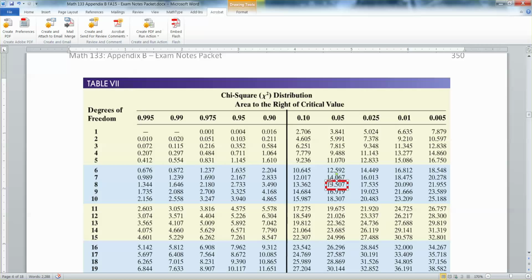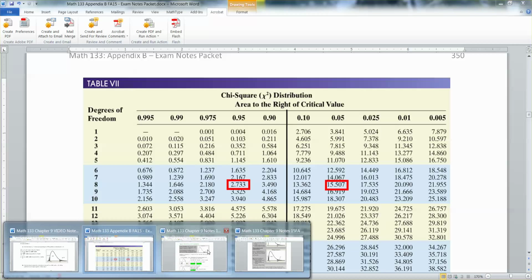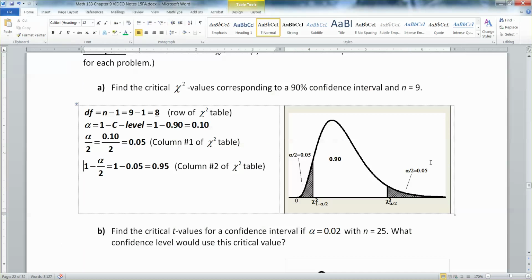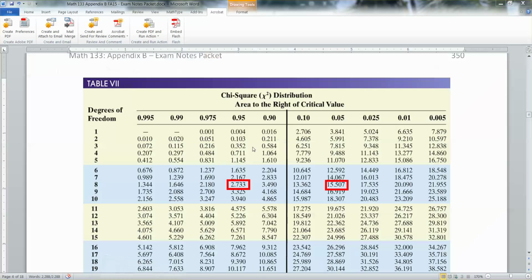That's one of them. Now for the other one, we want to go to the opposite side, and I drew a vertical line down the middle so you guys could tell what was going on. The ones over here on the right side of this vertical line are on the right of the curve. The ones on the left-hand side of the line are on the left-hand side of the curve. So I still want 8 for my degrees of freedom, but I want 0.95 for my column. So that gets me 2.733.